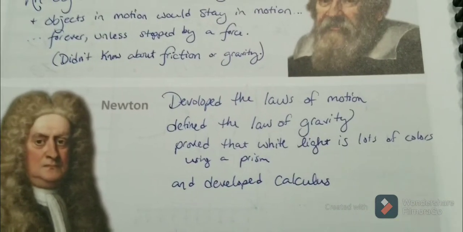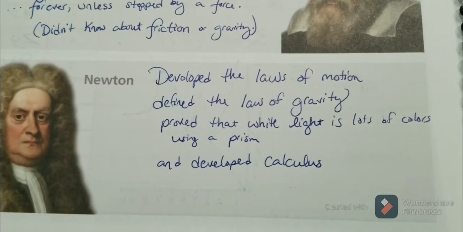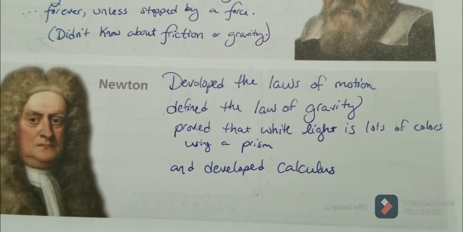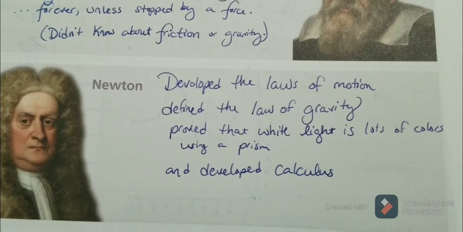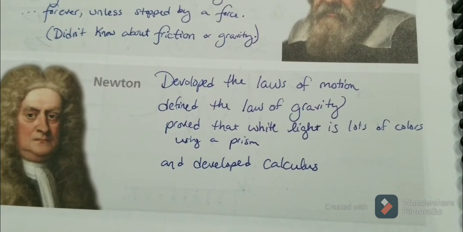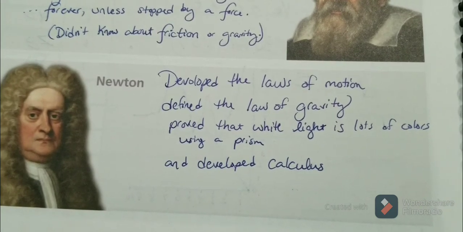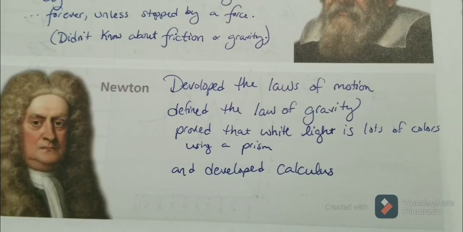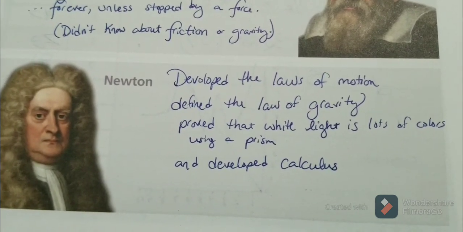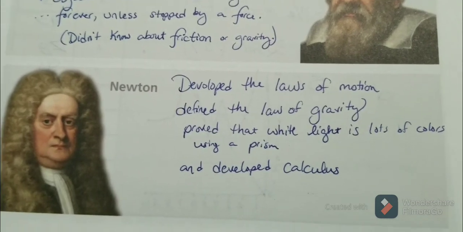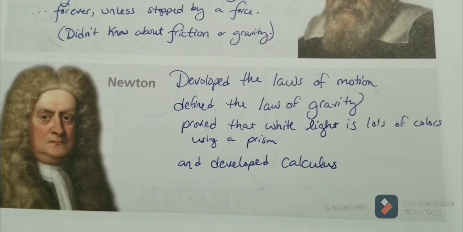Newton. All right, Mr. Newton developed laws of motion. This guy was amazing. He defined the law of gravity. He proved that white light is just really lots and lots and lots of colors by using a prism. And he developed calculus in just a matter of months. That guy, he was just astounding. So we're going to deep dive into his laws of motion in the next section.